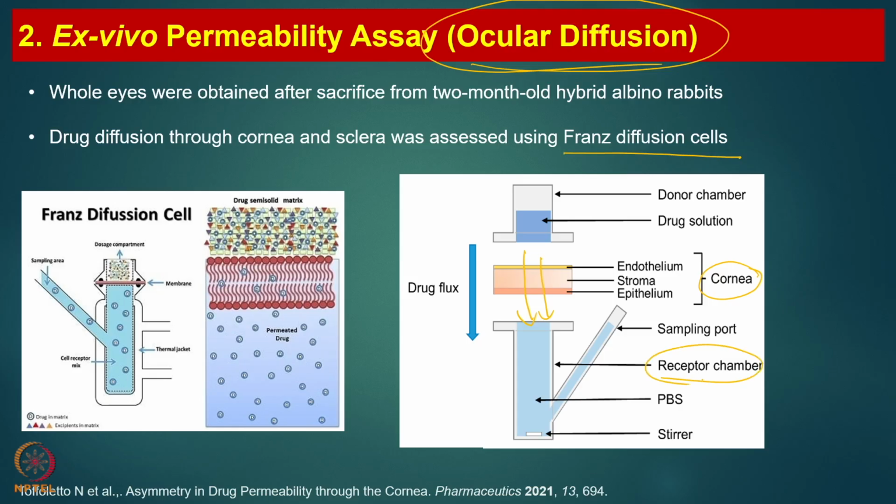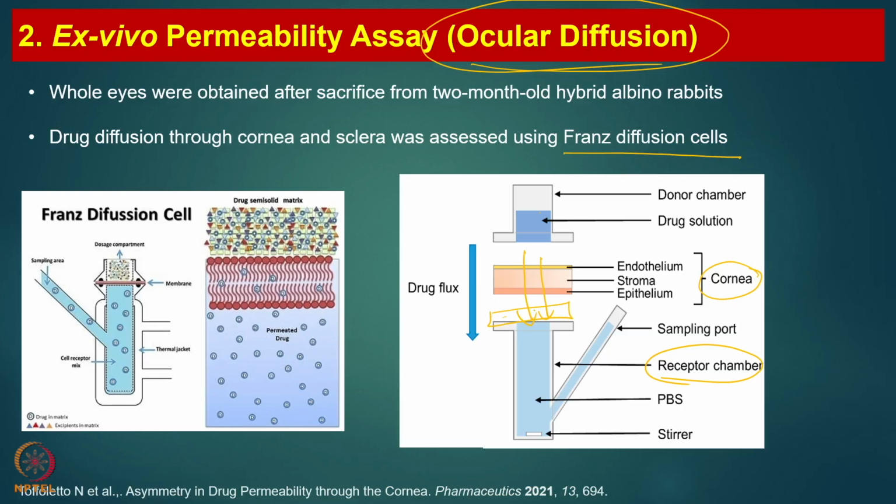So, here is what we do. This is the Franz diffusion cell. Here is the receptor and this is the donor chamber, and we will keep this assembly at a temperature of 37 degrees centigrade, and we also provide some stirring. After that we will place this cornea, which is sacrificed from the animal eye.